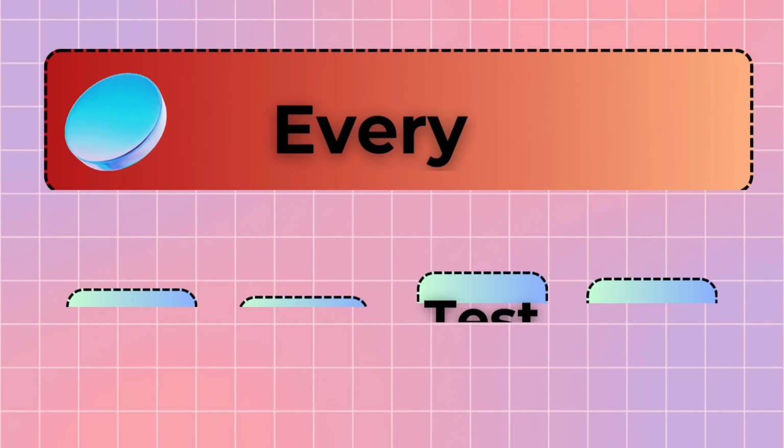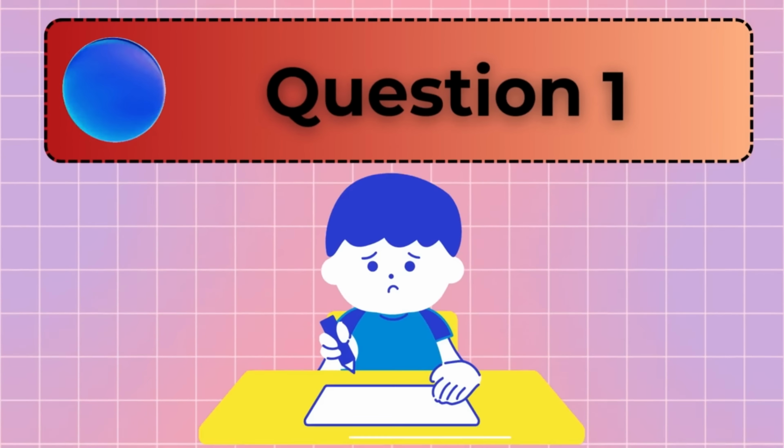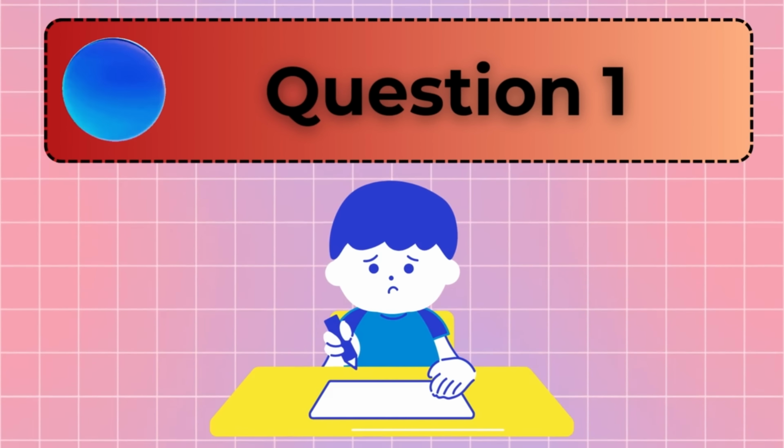Every SAT, the same thing happens. Some students walk in confident, prepared, and ready to crush the test. Others sit down, see the first question, and their mind goes blank. It's like the College Board is playing a game and they don't know the rules. But here's the truth: the SAT is predictable.